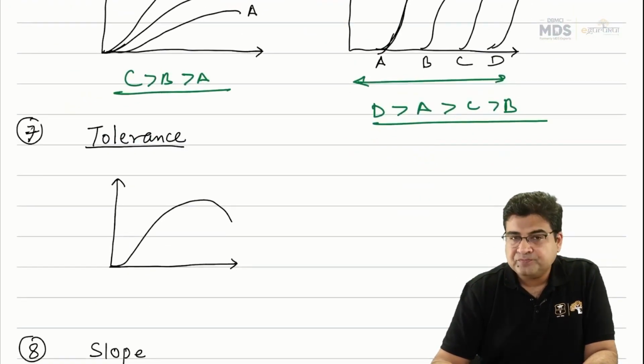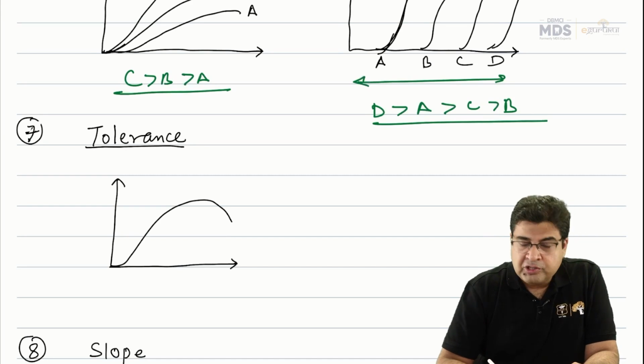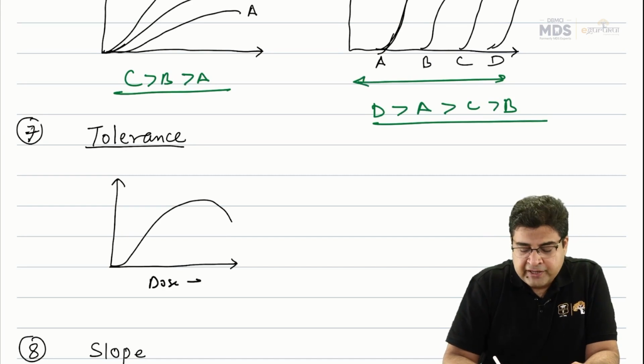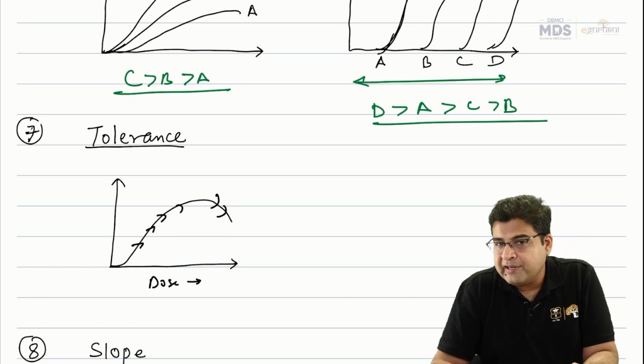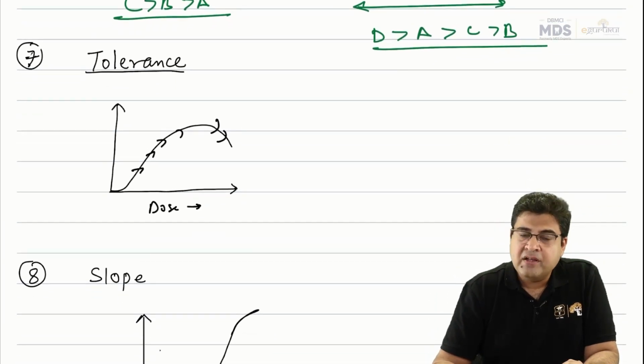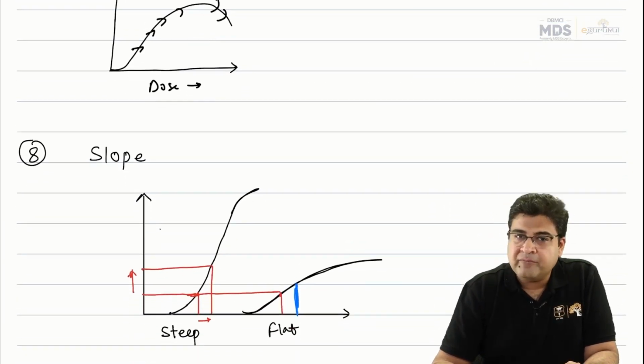the efficacy. Now this graph is showing you the tolerance. If I increase the dose on the x-axis, initially the response will increase, but gradually the response will start declining. So this is showing you that the body is getting tolerant to the effect of the medicine.